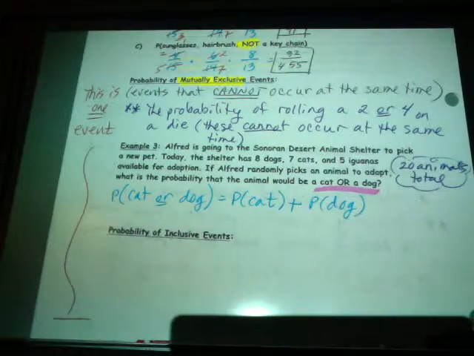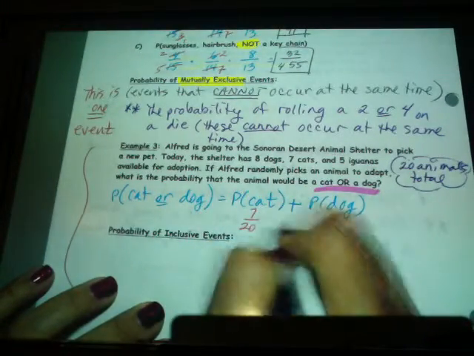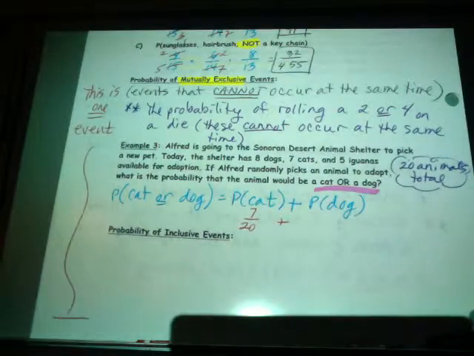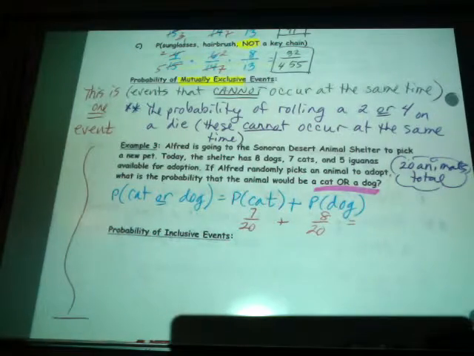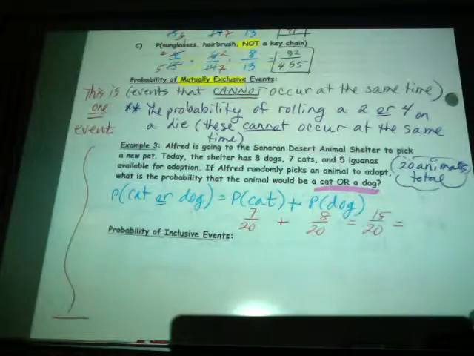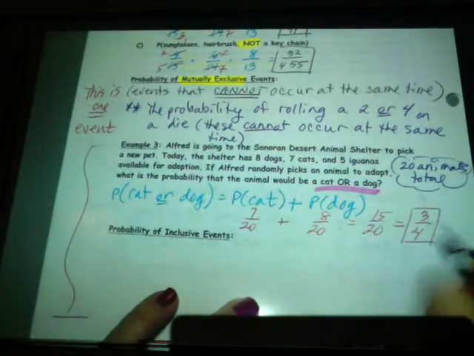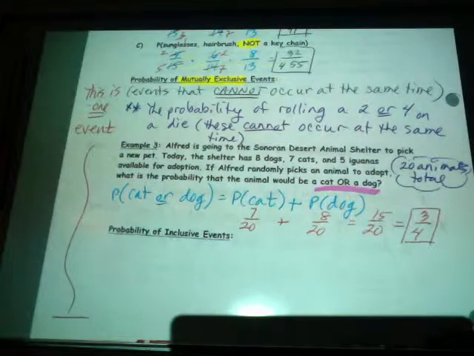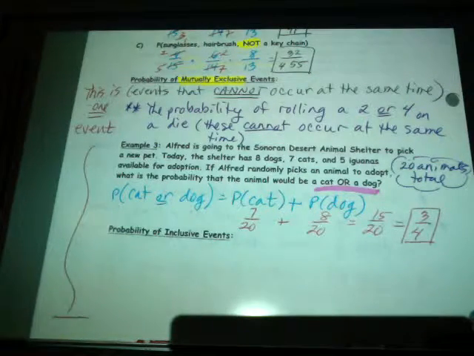So how many favorable for cats? 7 out of 20, plus how many favorable for dogs? 8 dogs out of 20. See how they have the same denominator? Can't I just add them? 7 plus 8 is 15 out of 20, but I can reduce that, right? What goes into 15 and 20? So 5 goes in here 3 times, and 5 goes in here 4 times. So I have a 3 in 4 chance, or a 75% chance, that Alfred's coming home with a cat or a dog. Actually, in my household, it better be 100%, because otherwise I'm taking it back.